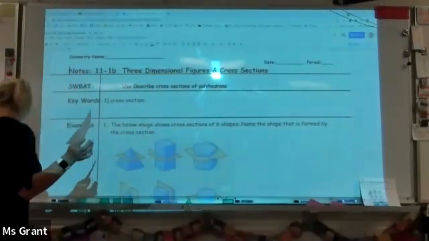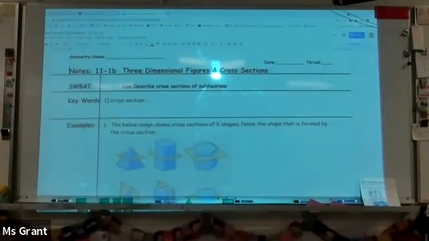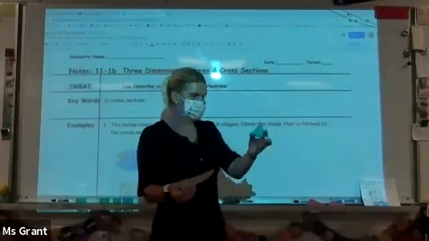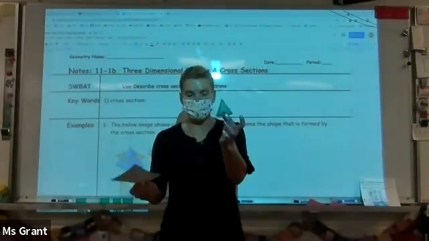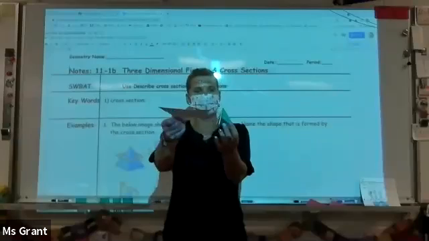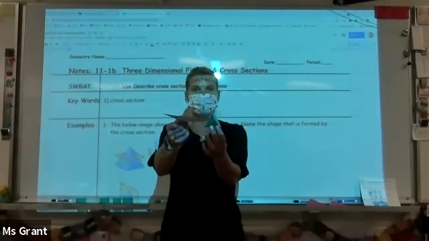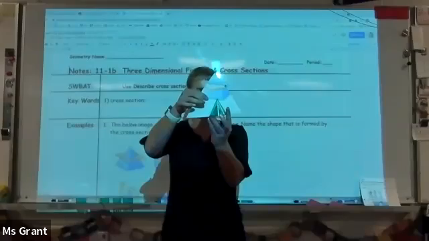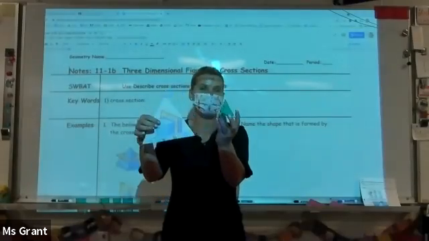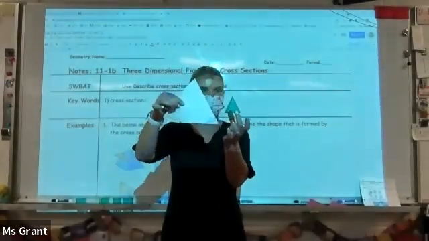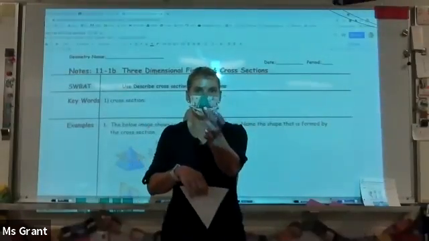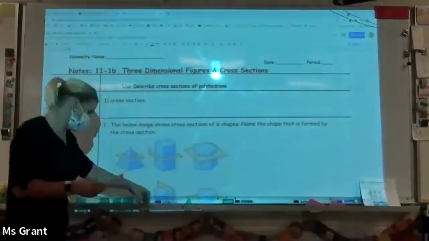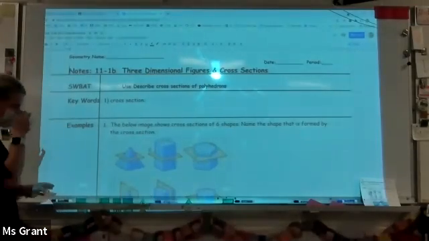And then the only other one is a cone. So in a cone, I can do a cross section straight through horizontally, that would be a circle. If I did a cross section straight down, I would get a triangle. So a vertical cross section would make a triangle. So we're going to talk about cross sections today. We're going to practice drawing.